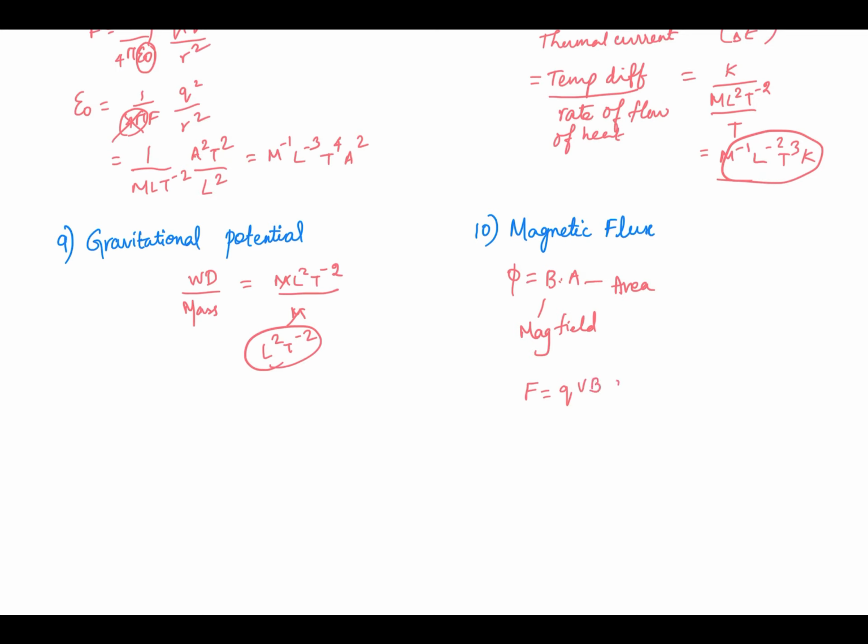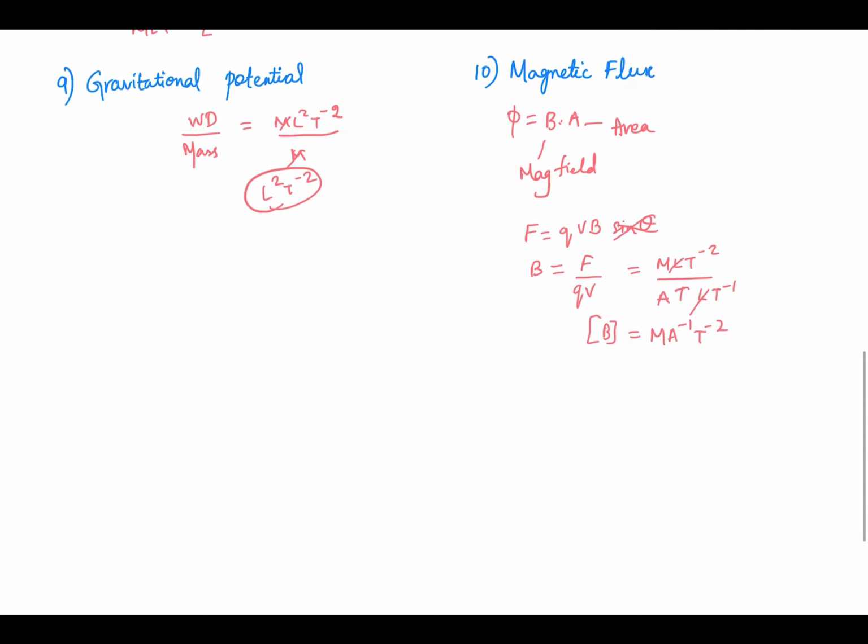So if you see, F is equal to QVB sin theta. This is a formula. Sin theta, just leave it now. It has no dimension, right? So if you want to find the dimension of B, B is equal to F by QV, right? So F, mass into acceleration, by Q is what? Charge, A into T, and V is velocity, okay? LT minus 1. If you solve this, L will get cancelled, and you are going to get M A minus 1 T minus 2. This is the dimension of B.